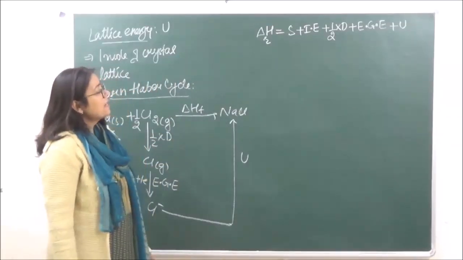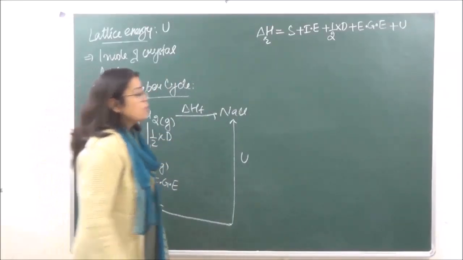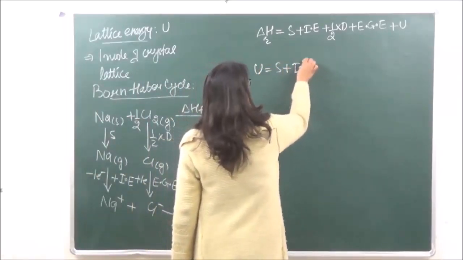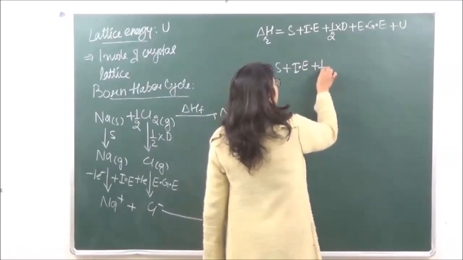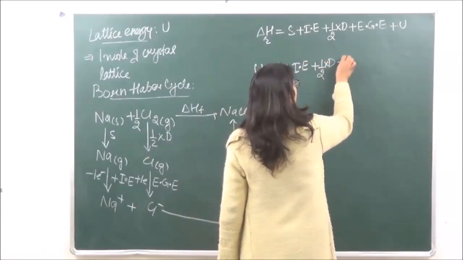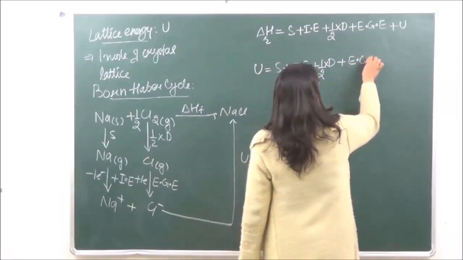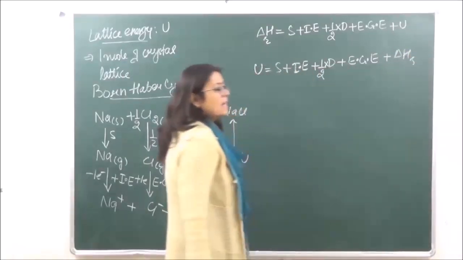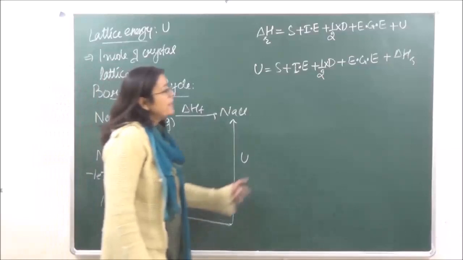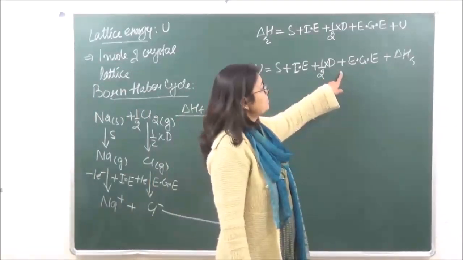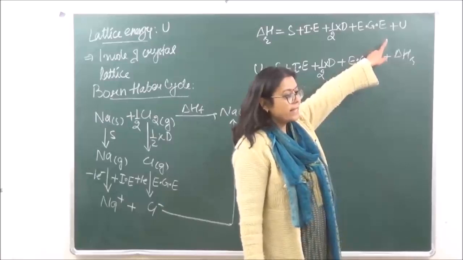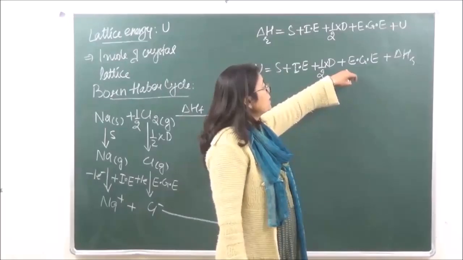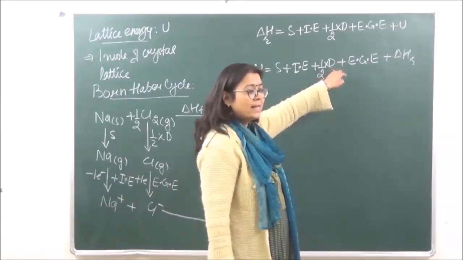Okay, now if we want to calculate U from this, how will we calculate U? U will be equal to S plus ionization energy plus half of dissociation energy plus electron gain enthalpy plus delta HR, right? Now in many of the books, instead of writing a positive sign over here, they've taken a negative sign here. Similarly, they've taken a negative sign there also, because electron gain enthalpy is always negative.